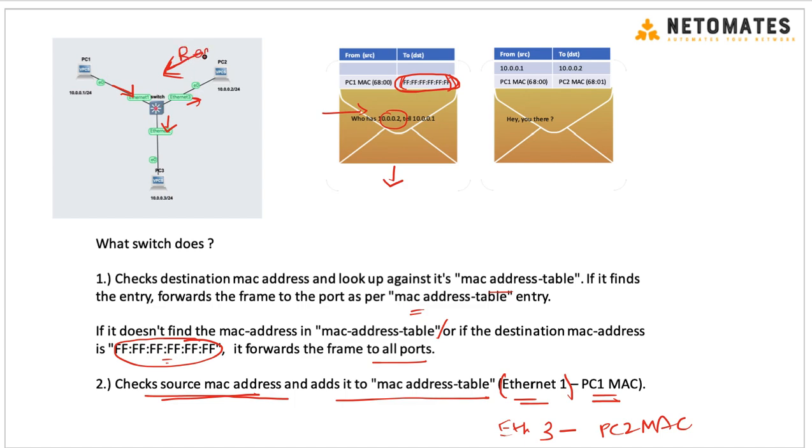Okay, so once it comes here, it needs to forward this ARP reply packet, right? So what it will do is check this packet's destination MAC address. In this case, the destination MAC address will be PC1. So it will send it this way, Ethernet 1.